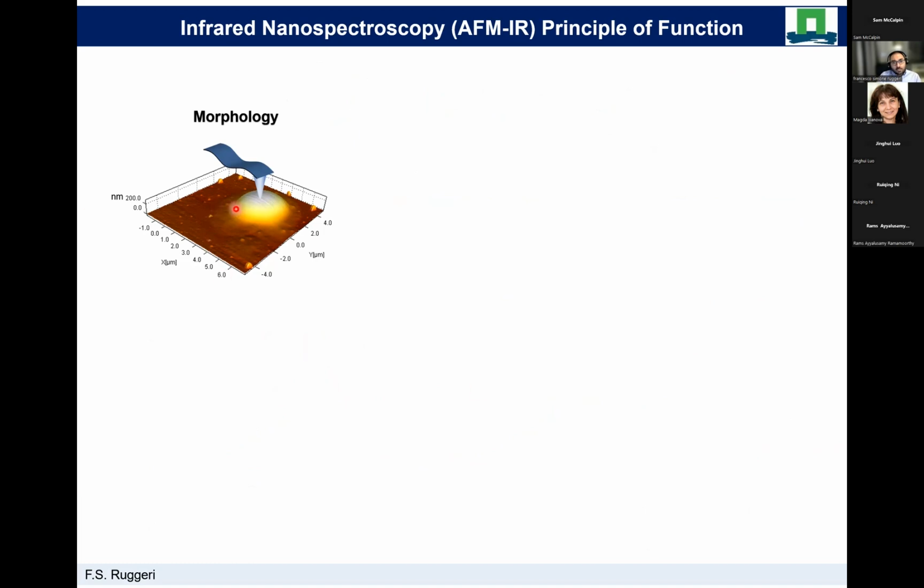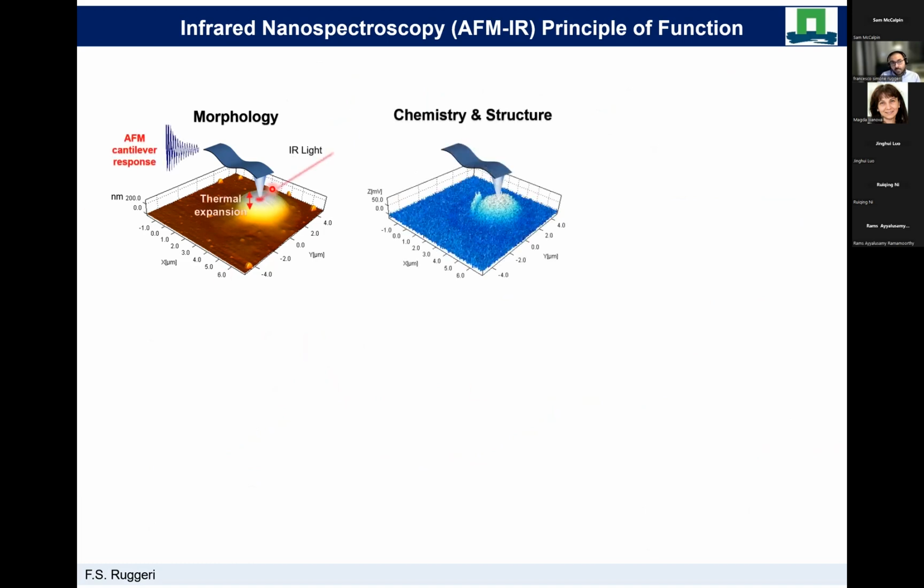When our tip is in contact with the sample, we can send IR light. When we send IR light, if this IR light is absorbed by the sample, we will have a chemical vibration.